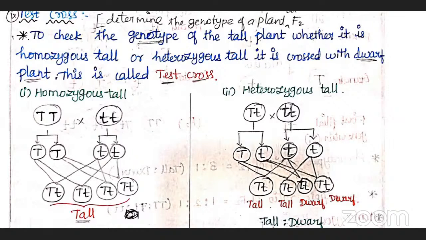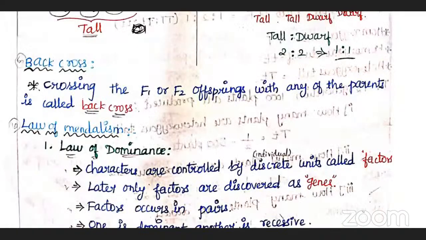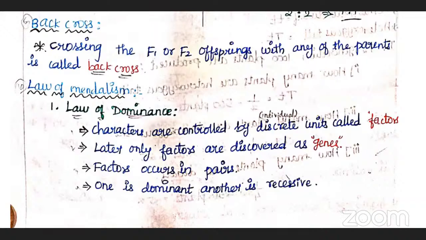So here, in the zygote, capital T and small t will be present. Only one character will be expressed, either capital T or small t. Here capital T will be expressed. Small t is not expressed, which is known as the recessive one. So one gene suppresses the expression of the other gene, which is called the law of dominance.